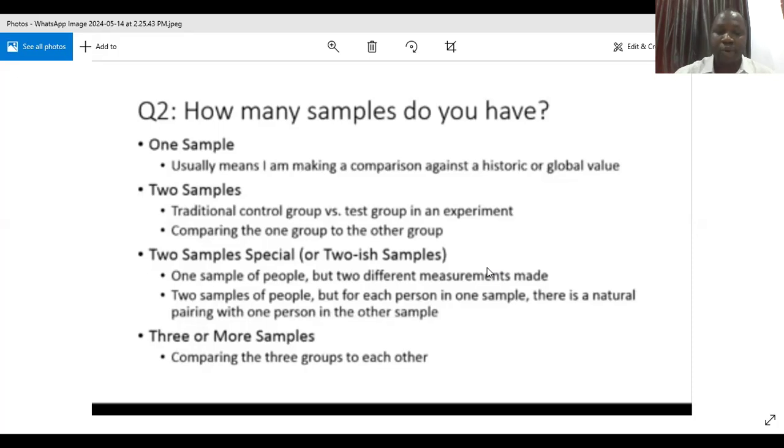Are you following? Now, when you have three samples, that's when you use ANOVA. ANOVA will tell you if there's a difference in one of the samples. When you have more than two samples, that's when you have ANOVA. Okay?